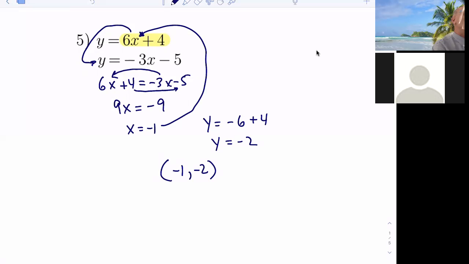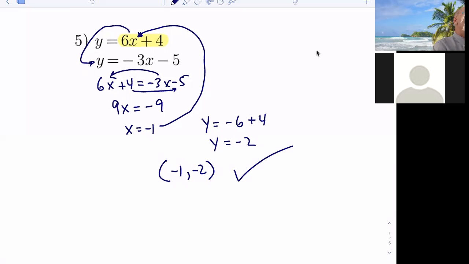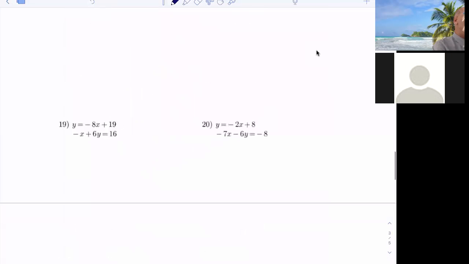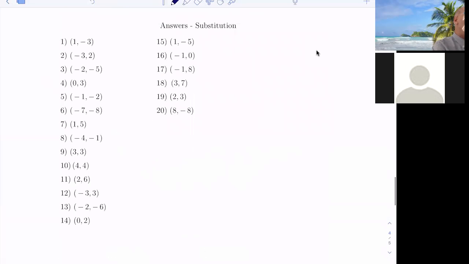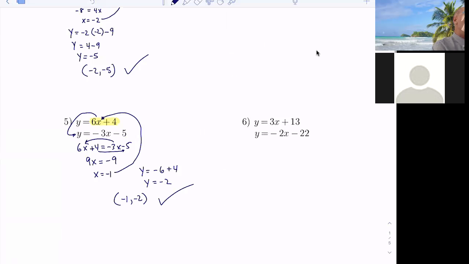Any issues? We're not checking with the calculator anymore. Any issues with -1, -2? Oh, wait, no, I got it. Now, if we want, we can just drop down to number 5. What does it say? -1, -2. So we're good.